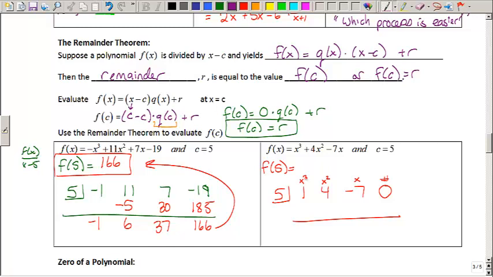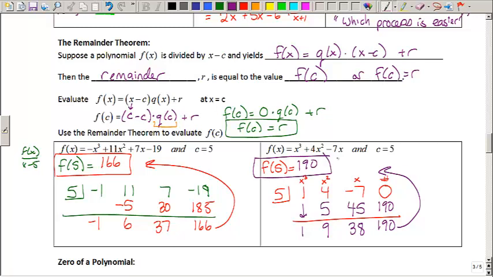So now that I have all of the terms from x cubed all the way down to the constant, I can finish the problem. Bring down the 1, multiply by 5, add down. Multiply 9 times 5 is 45, add down to get 38. Multiply 38 times 5, I'm getting 190. Add down, you get 190.